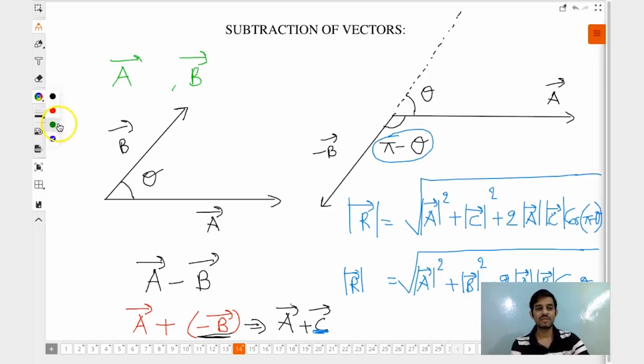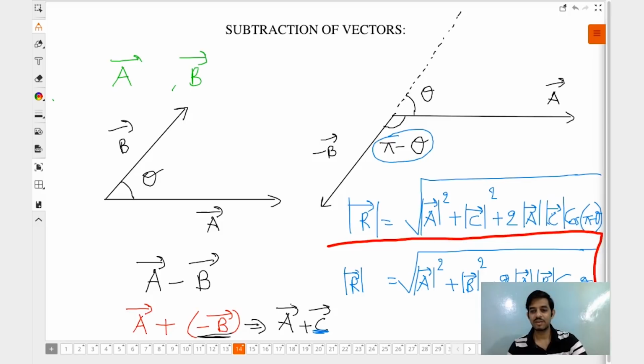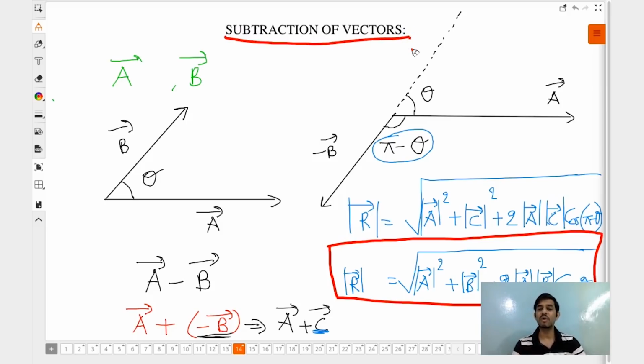So guys, voila, we have the formula for the vector subtraction as well. Only a small change is there. What is the change? Mod A square plus mod B square, instead of plus, we have minus. Minus 2 mod A mod B cos theta.